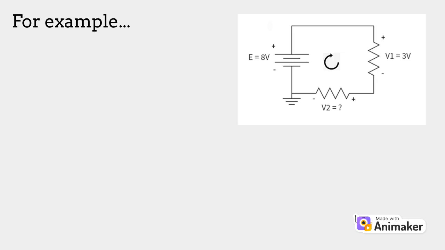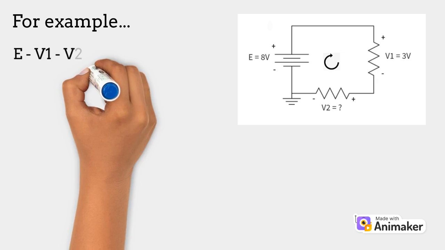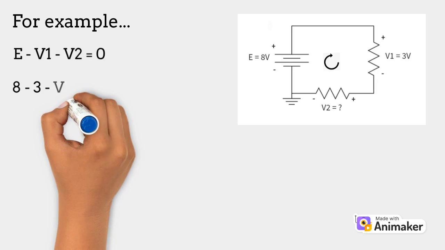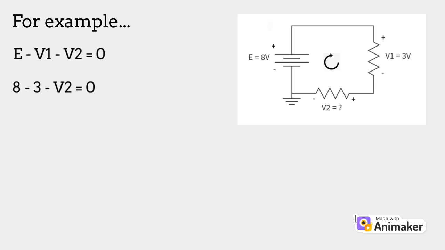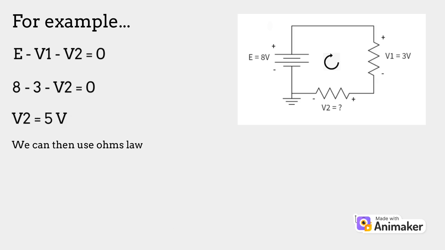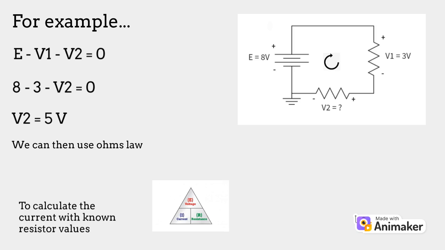In this example, we are given two voltages and their polarities. If we work in a clockwise direction, we can solve this using E minus V1 minus V2 equals 0. Substituting our known values and simplifying gives us the answer of 5 volts. We can then use Ohm's law and other principles to solve for current with given resistance values.